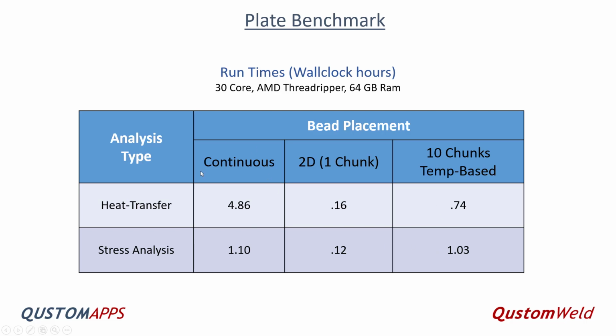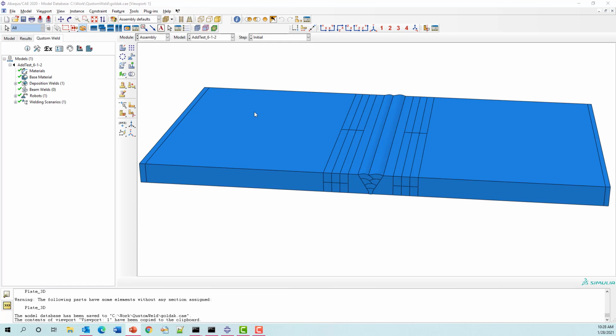So basically, 5-6 hours to run a continuous, and then we compare with doing the analysis in 2D and with chunking. And we'll see later in other demos or other talks how we do chunking. But just for the continuous Goldak analysis, we're talking about 5 or 6 hours to run. Okay, so let's look at the model and how we created this in QustomWeld.